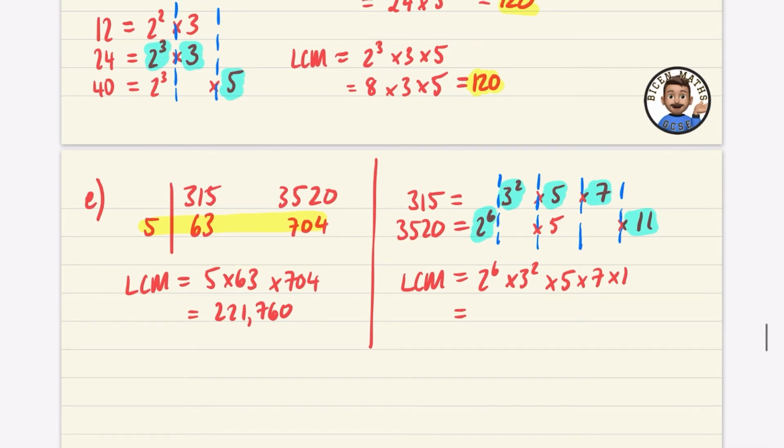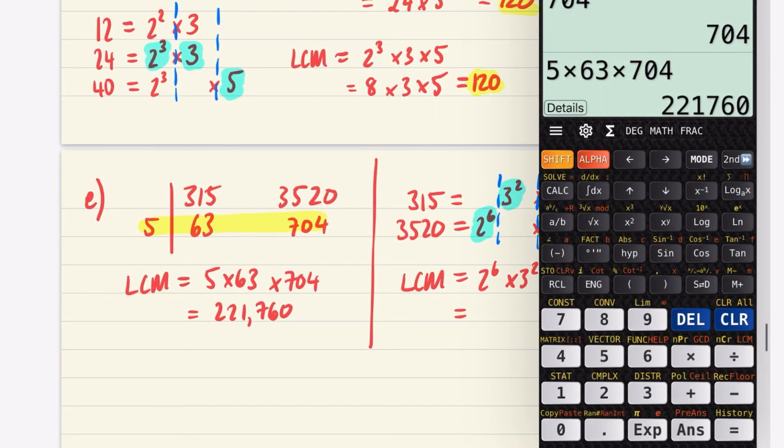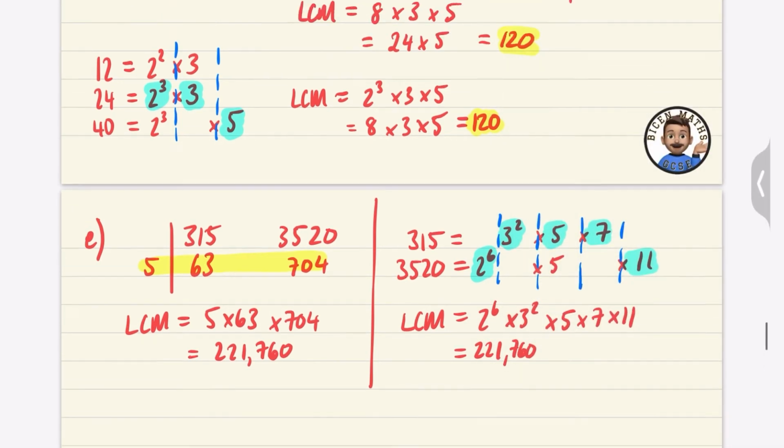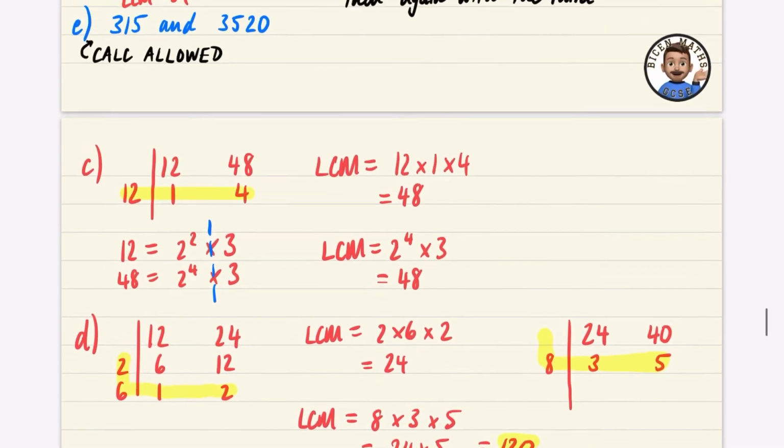I shall return to the calculator for that. So that's 2 to the power of 6 times 3 squared times 5 times 7 times 11. And we do get the same answer of 221,760. So you need to decide which one you think is going to be better for which kinds of numbers.